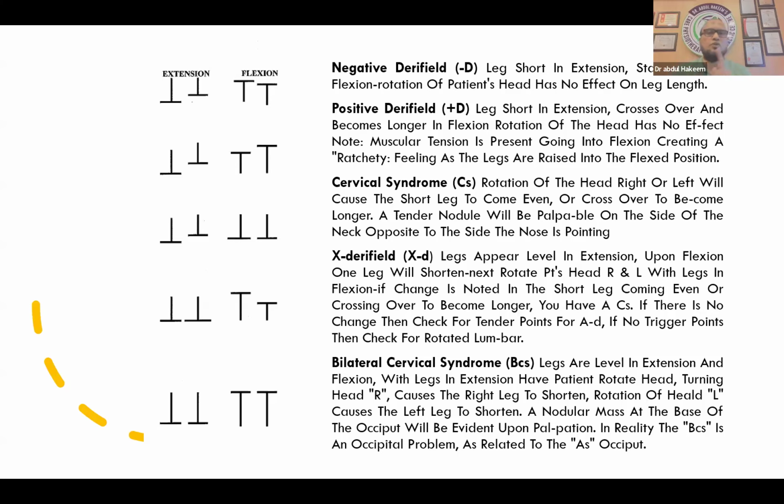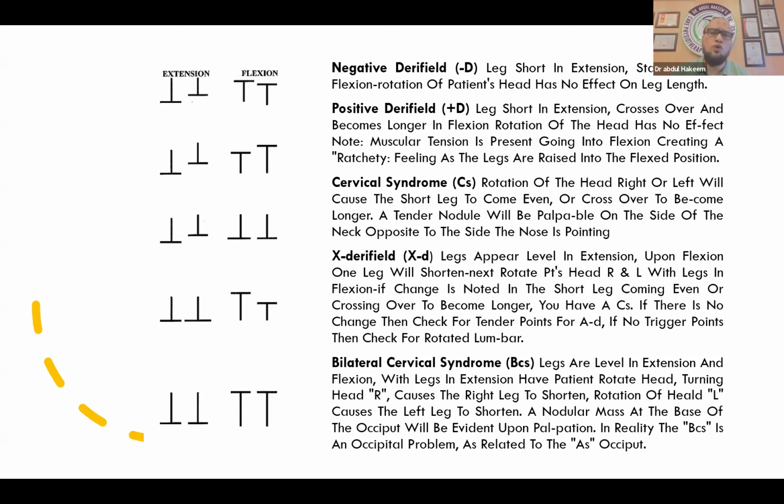During rotation to either side, the legs will become equal. If on rotation to the right side the legs become equal, you have to find the nodule on the opposite side, always. If on rotation to the right side, you have to find the nodule on the left side. If there is a left side nodule, it means right side cervical syndrome.